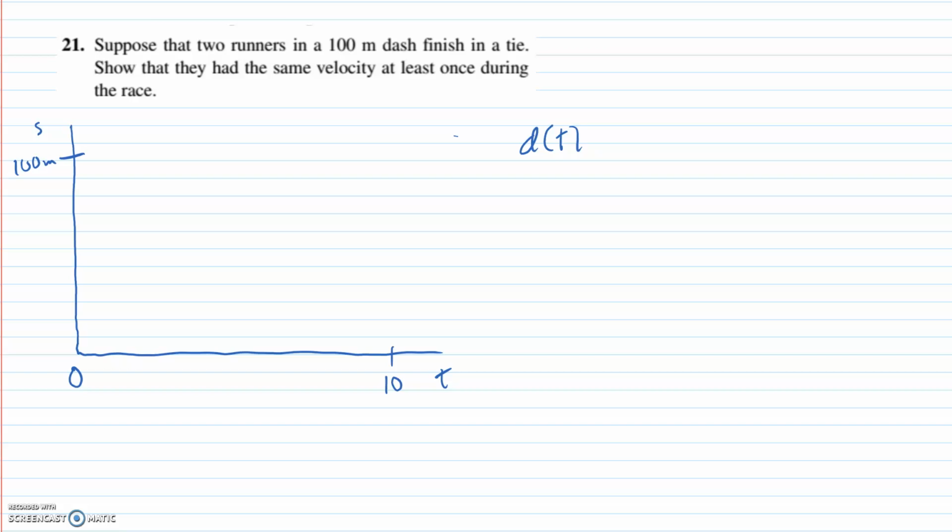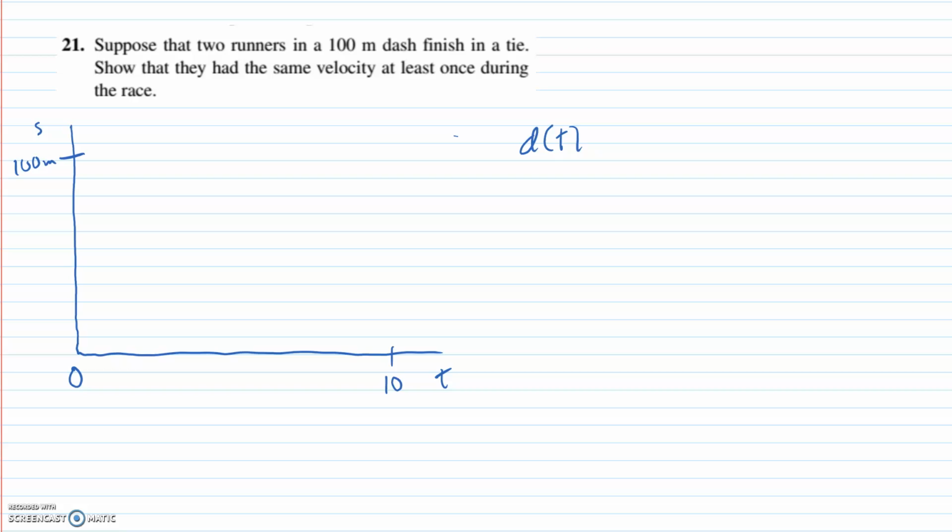Okay, here's my attempt to finish the problem that I was unable to finish at the end of class. This is number 21 from amongst the homework problems in section 4.8. So remember, we have two runners in a 100-meter dash. They finish in a tie, and we're asked to show that they had the same velocity at least once during the race.